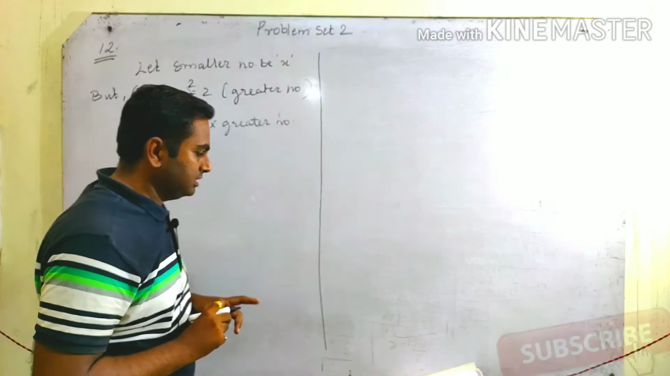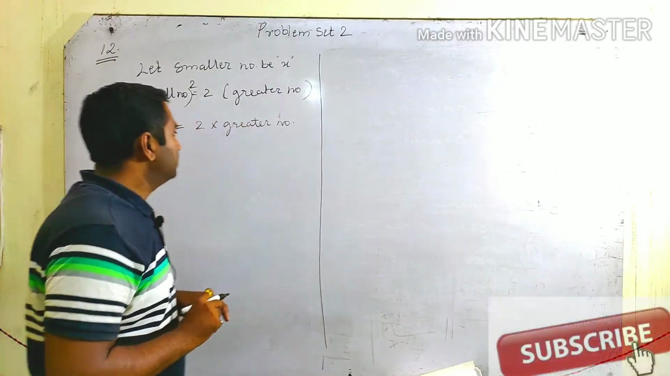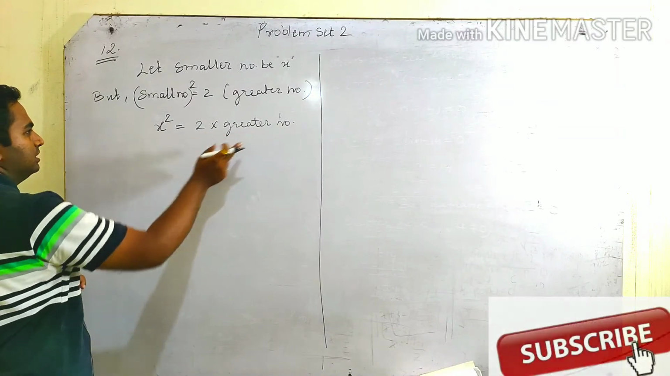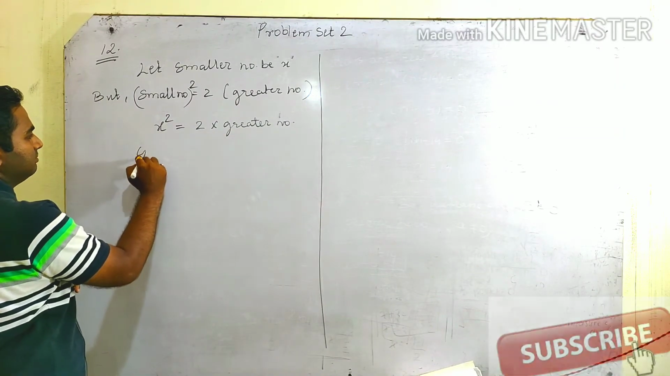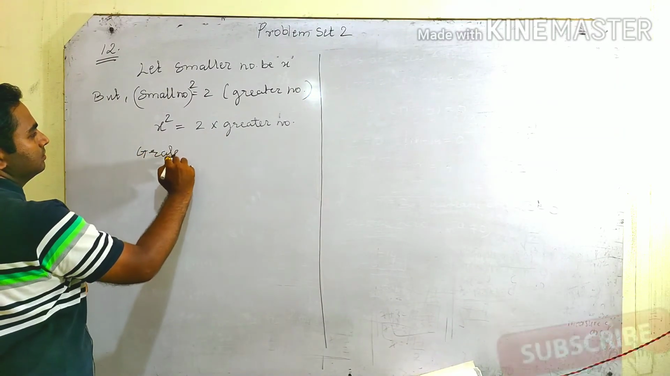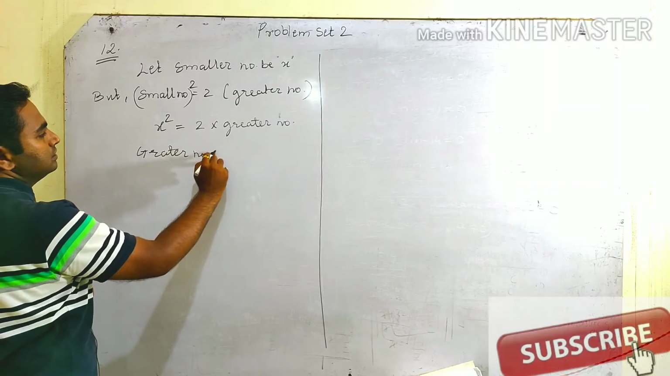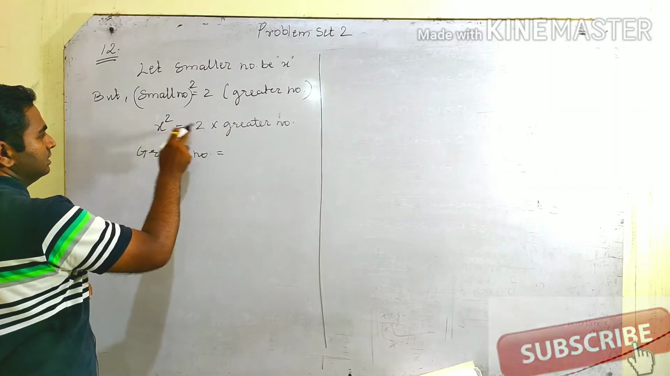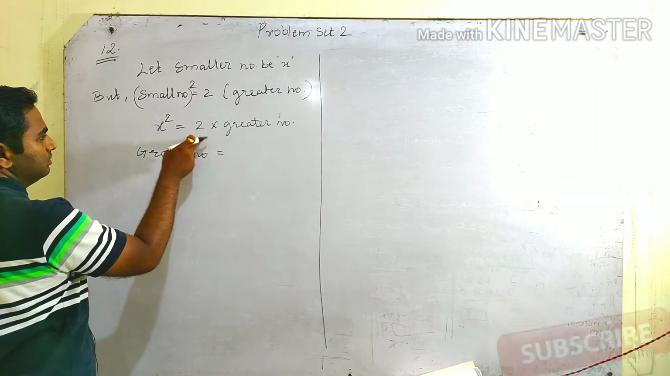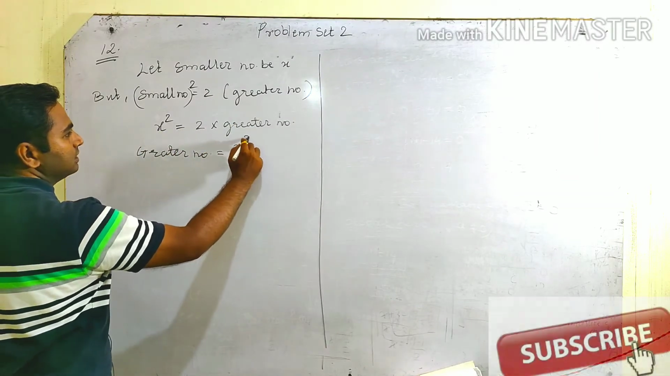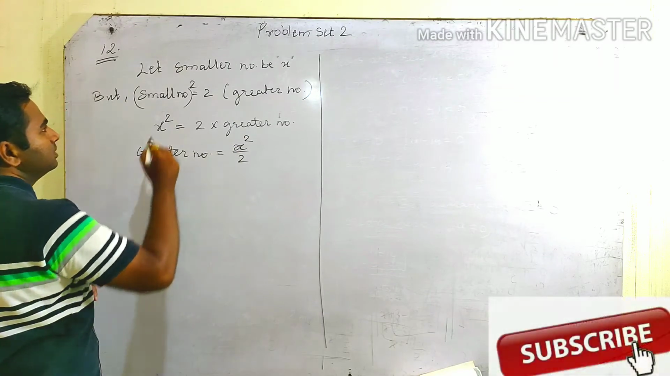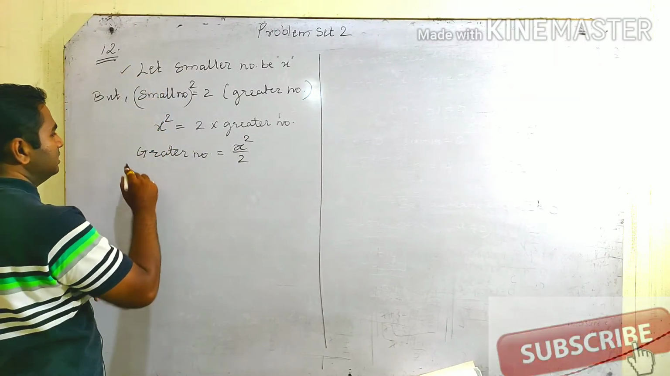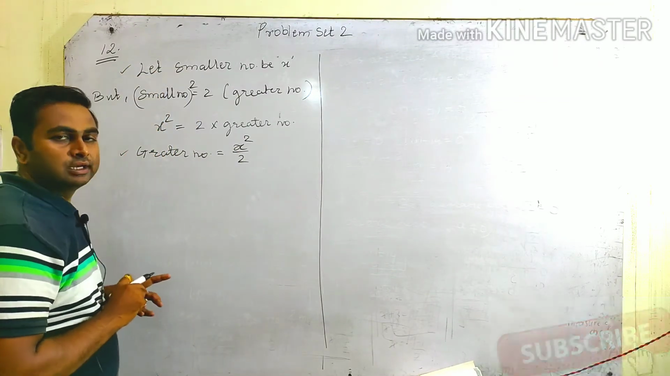Now next, what is the greater number? We don't know the greater number, so we find it out. How can we find it out? The greater number is not known, so greater number is equal to what? x square upon 2. We took this 2 here, so we got the greater number as x square upon 2. Now we know the smaller and we also know the greater number.